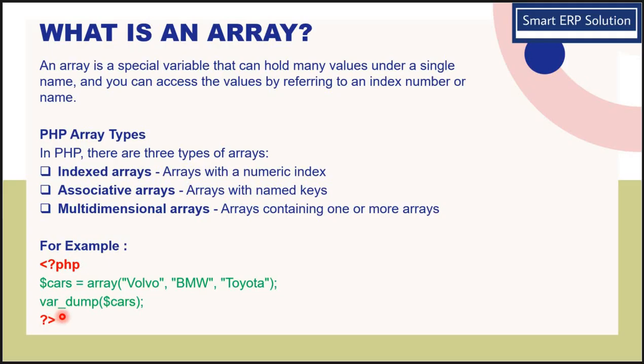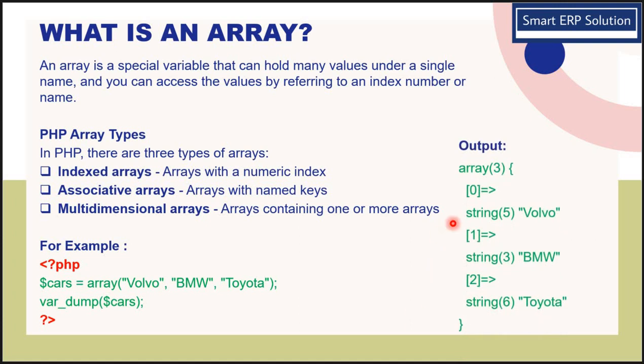If we write var_dump and then the variable name, we will get the output as array(3). 3 means there are 3 items: 1, 2, 3. For position 0, the value will be Volvo. For position 1, the value will be BMW. And for position 2, the value will be Toyota.